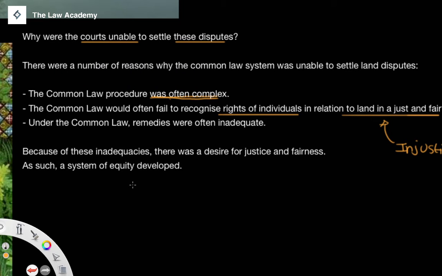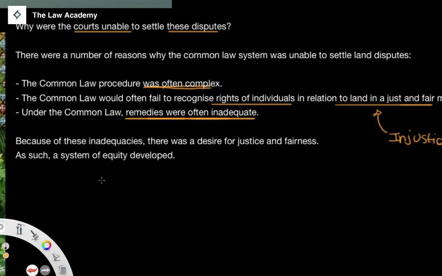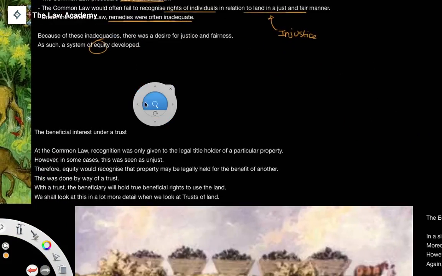Moreover, not just the enforcement of interests in land, but also the enforcement of remedies were often inadequate at a common law level. Remedies were often inadequate, and we're going to look at remedies in the next lesson. Because of all of these factors, these inadequacies began to build up. There was generally a desire for justice and fairness within this system, and that's where equity would develop to try and bring about this just and fair settlement of disputes.